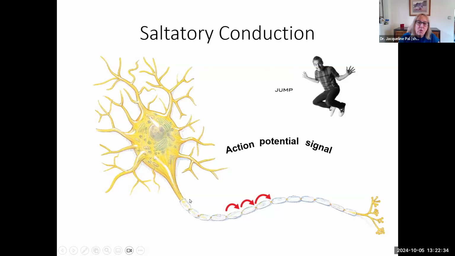But when it hits a Schwann cell, the nerve impulse basically will jump to the node of Ranvier, and then it jumps to the next node, and the next node, and the next node, and the next node. And this is called saltatory conduction. And this changes the speed of conduction.